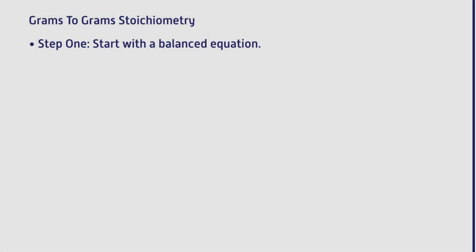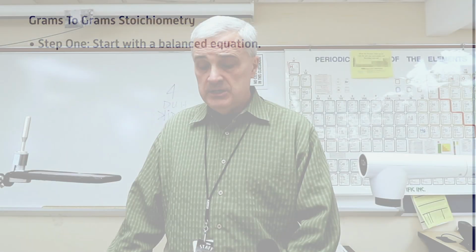Step one is to begin with a balanced equation. I'm going to use water because water is very common, and the elements hydrogen and oxygen lend themselves to this very easily. So we start with a balanced equation for water. Now this method is going to work no matter what the molecules are, no matter how they combine.